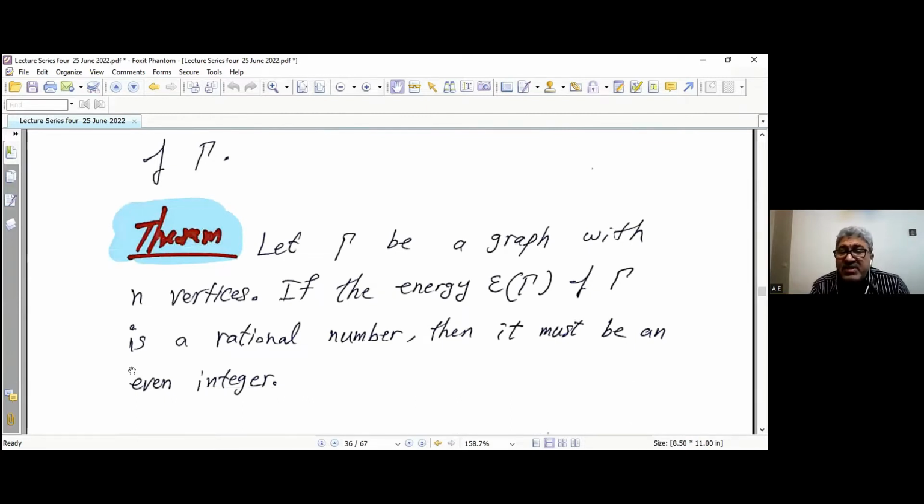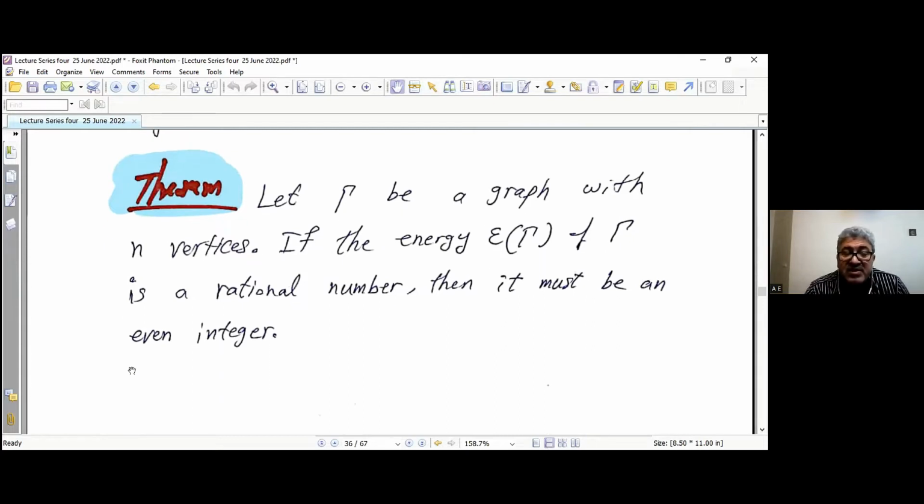Another theorem is that if we have a graph gamma with n vertices, the energy of this graph has two cases: rational or irrational. If the energy of a graph is rational, then it must be an even integer. Otherwise, it must be irrational.